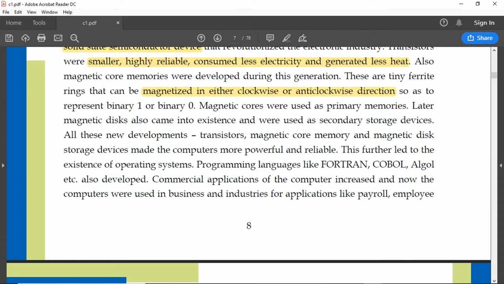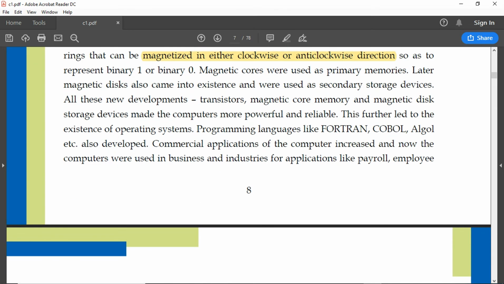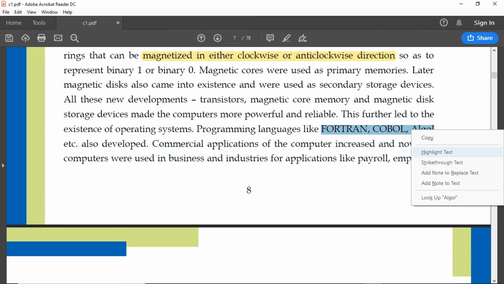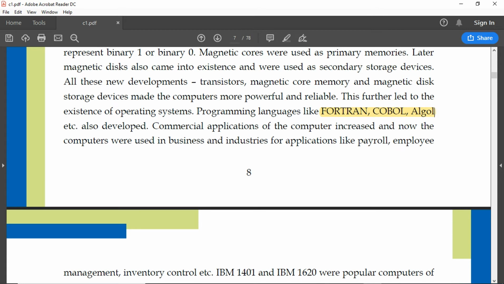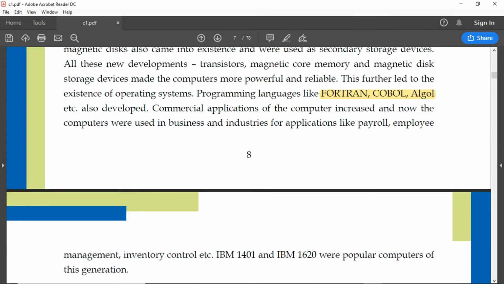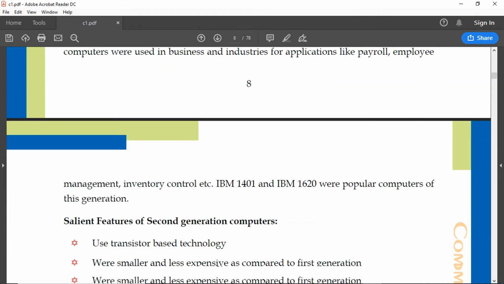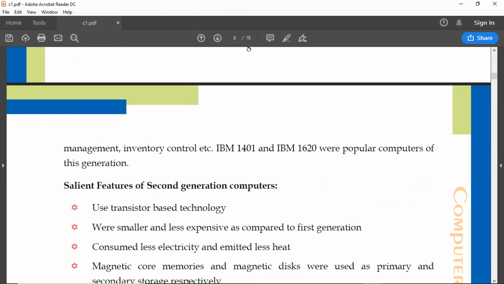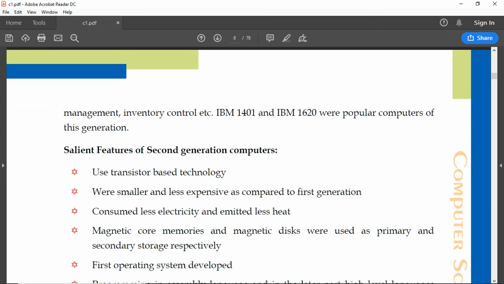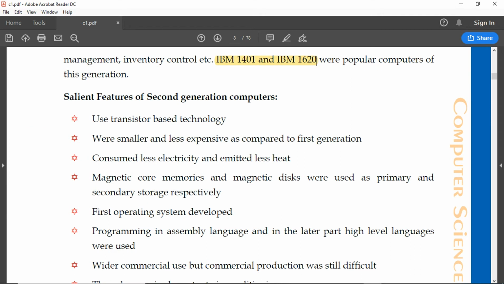All these new developments, transistors, magnetic core memory and magnetic disk storage devices, made the computers more powerful and reliable. This further led to the existence of operating systems. Programming languages like Fortran, COBOL, ALGOL, etc. also developed. Commercial applications of the computer increased, and now the computers were used in business and industries for applications like payroll, employee management, inventory control, etc. IBM 1401 and IBM 1620 were popular computers of this generation.